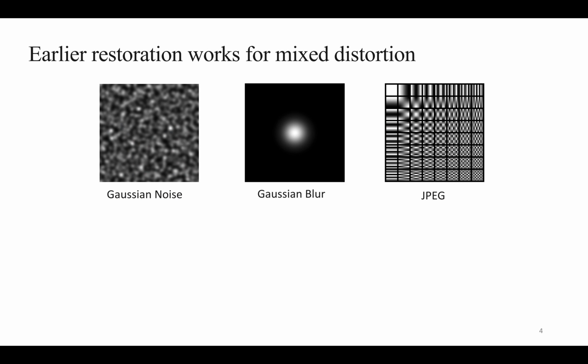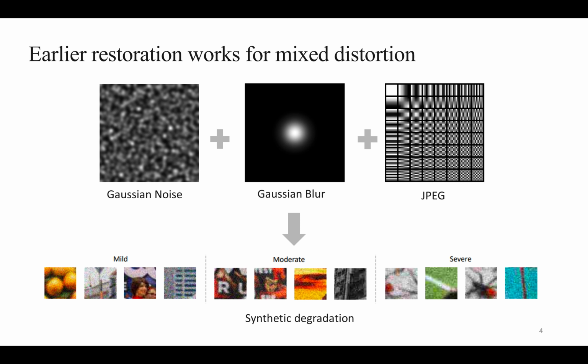We first introduce some previous work on mixed degradation restoration. Basically, we want to restore one corrupted image from its statically degraded version. The noise, blur, and JPEG compression of different levels will be injected into one natural image to construct the pair data. Then the training will be performed on the synthetic pairs.